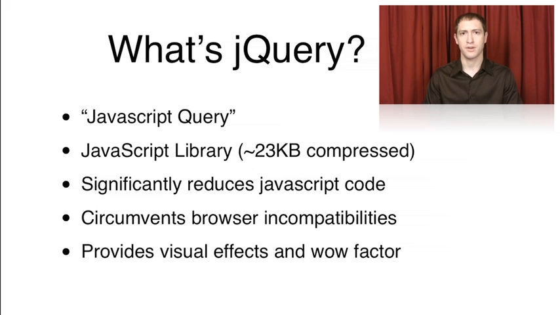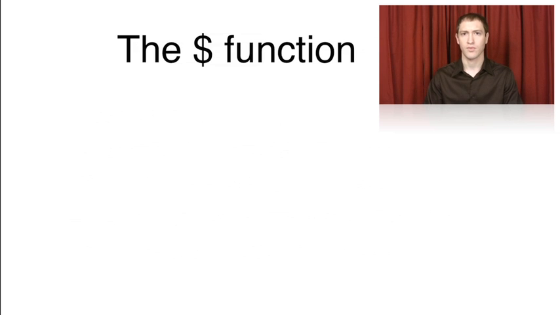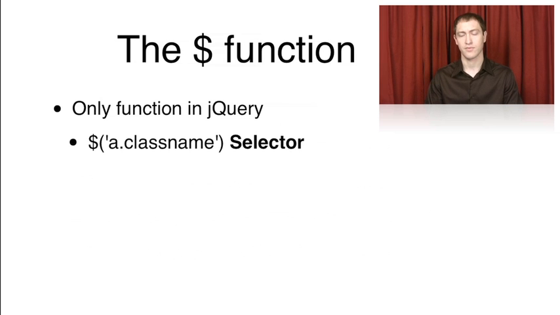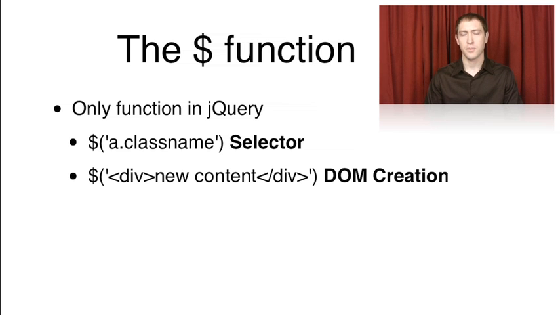Let's take a look at some jQuery syntaxes. First of all, jQuery only contains one function in the entire library, the $ sign function. And the $ sign function can do multiple things depending on the arguments that you pass into it. The first thing, and the most common thing that you'll be doing with the $ sign function, is doing selectors. Selectors allow you to find elements on the page so that then you can operate on them. If you pass in HTML into the $ sign function, it will automatically create DOM objects that you can then place onto the page wherever you like.